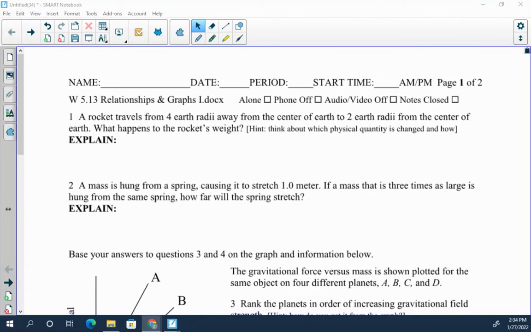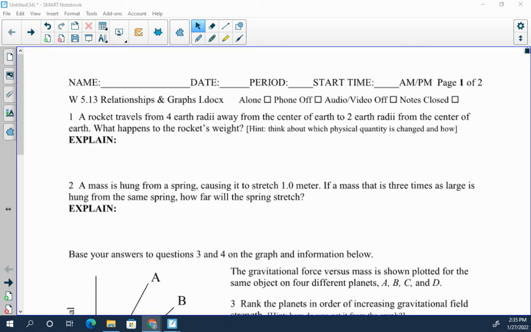Okay. So some of these relationship problems might give you a little stress tonight. So let's go over a couple of them. We'll go over 1 and 9 from this W5.13. So question 1, a rocket travels from 4 Earth radii away from the center of Earth to 2 Earth radii from the center of Earth. What happens to the rocket's weight?